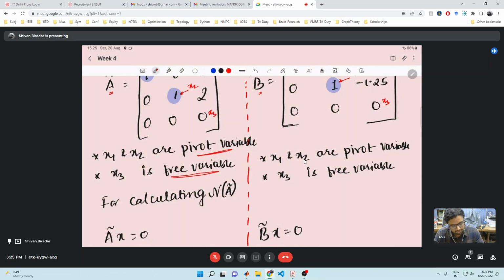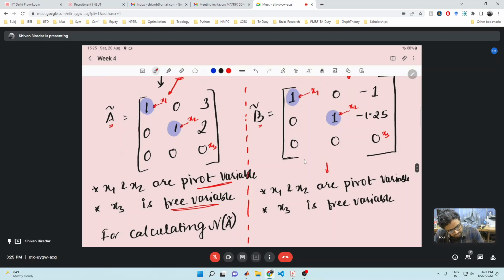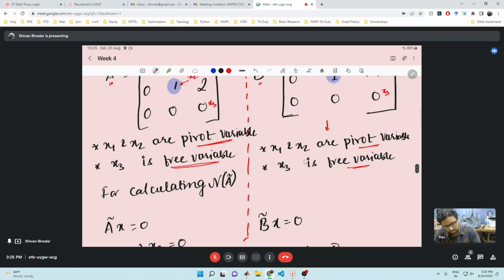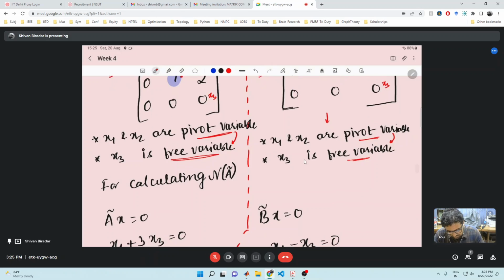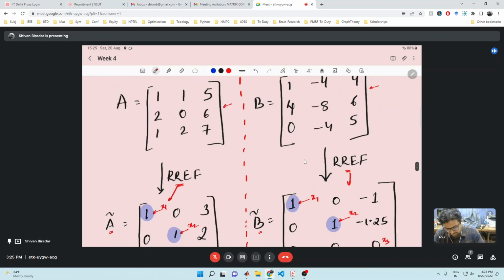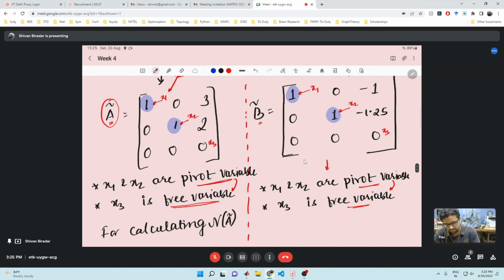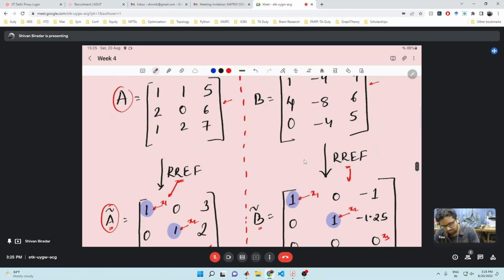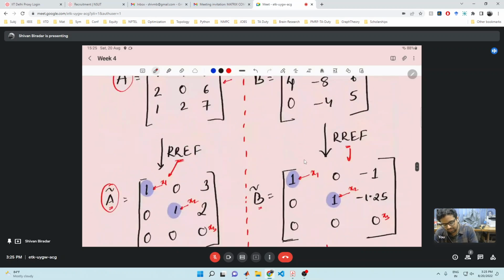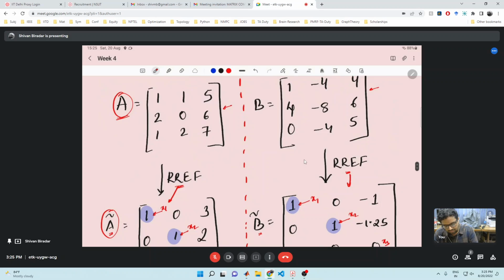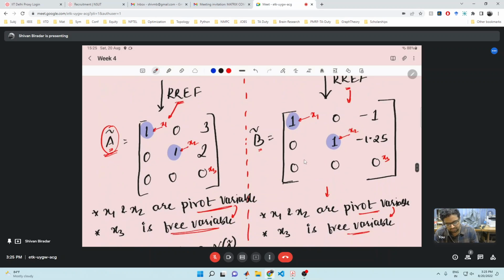In this part also, x1 and x2 are pivot variables, and x3 is also a free variable. So what we are doing here is that we have to express the pivot variables with respect to the free variables. So we have to calculate the null space of A tilde, which is equal to the null space of A. So instead of calculating the null space of A, I can calculate the null space of A tilde.